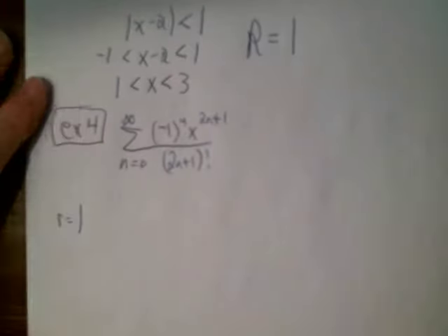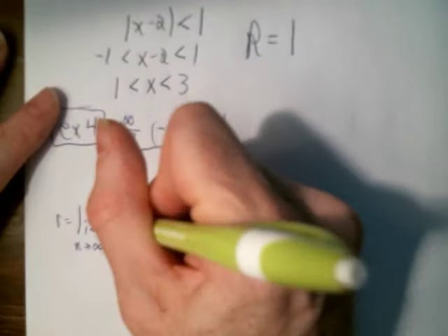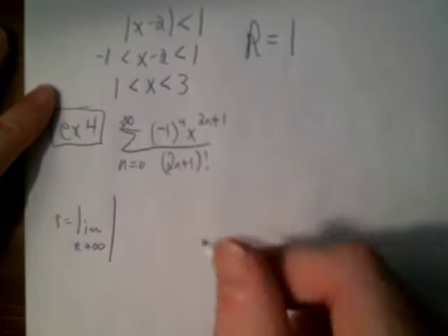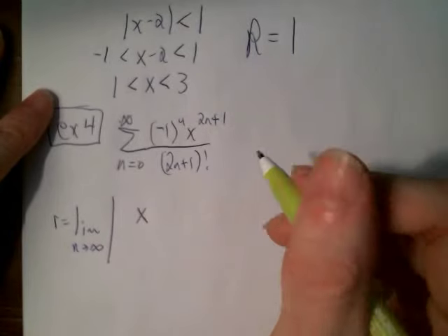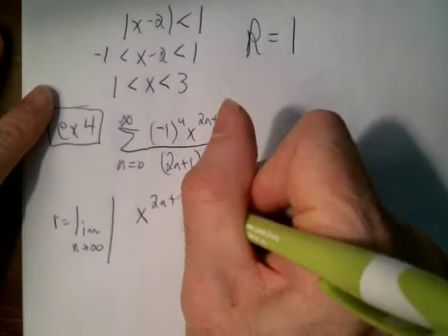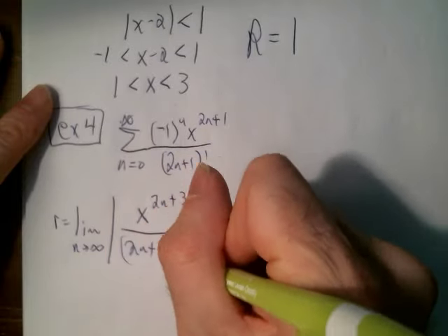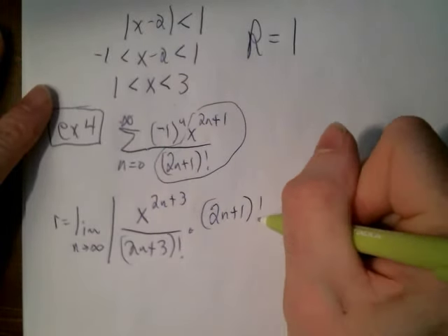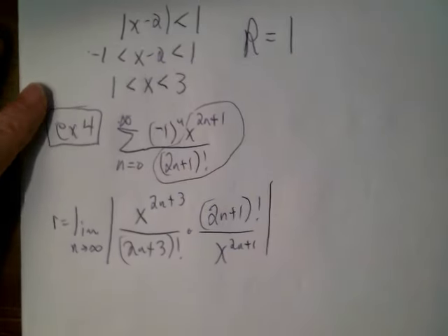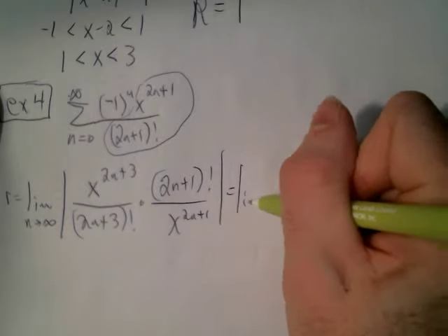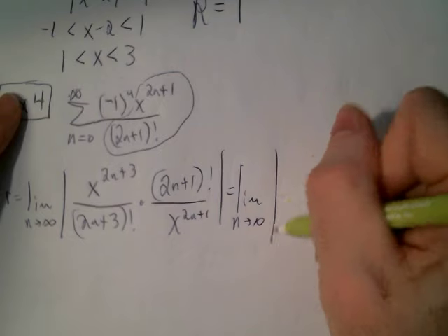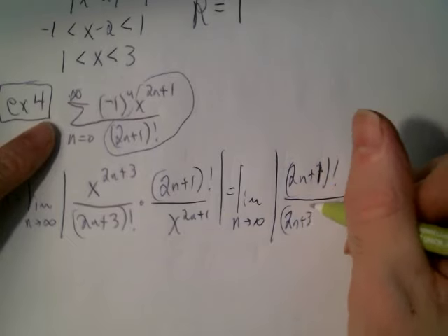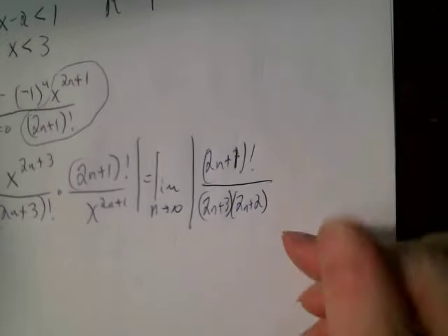So r again equals the limit as n goes to infinity of the absolute value. So again, the absolute value will negate the negatives, so you just throw them in the trash, and you're left with x to the 2n plus 2 plus 1, which is 2n plus 3, all over (2n plus 3) factorial, times the reciprocal of this stuff. So I'd have (2n plus 1) factorial all over x to the 2n plus 1. Okay. We can use the recursive rule for factorials to simplify this a bit, noting that (2n plus 3) factorial is the same as (2n plus 3) times (2n plus 2) times (2n plus 1) factorial.